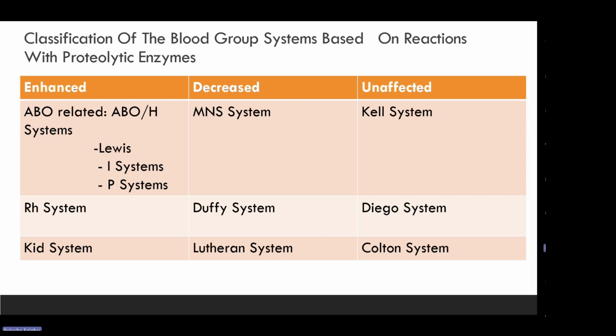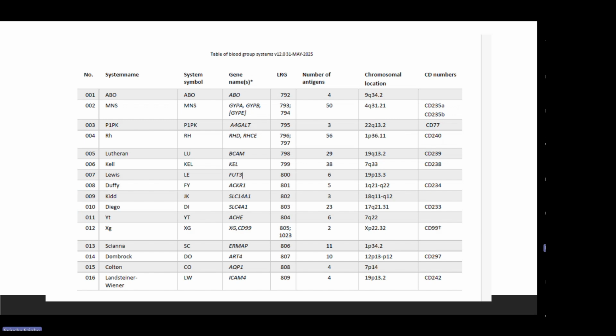The MNS, Duffy, and Lutheran blood group systems have their activities decreased by proteolytic enzymes. Kell, Diego, and Colton systems are unaffected by proteolytic enzyme activity. So that's the classification of red blood cell antigens. As we said earlier, as at October 2024, they have identified 47 red blood cell antigens.